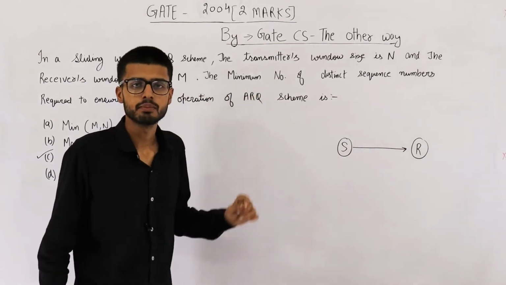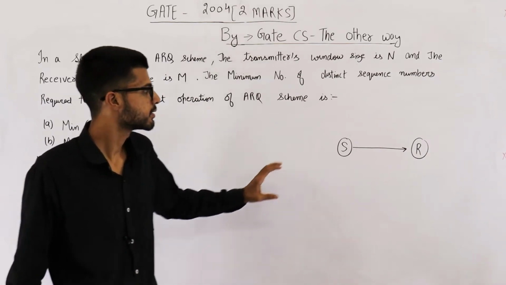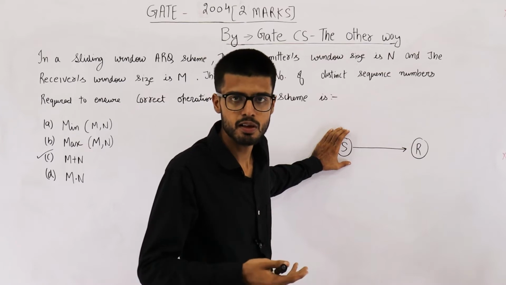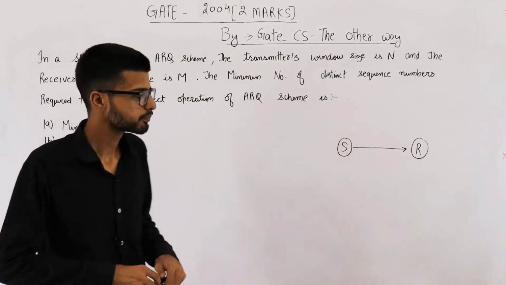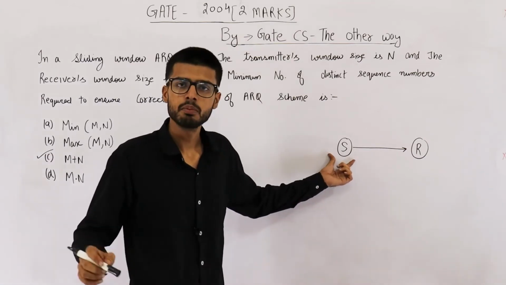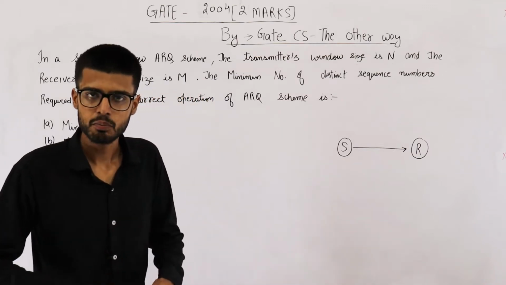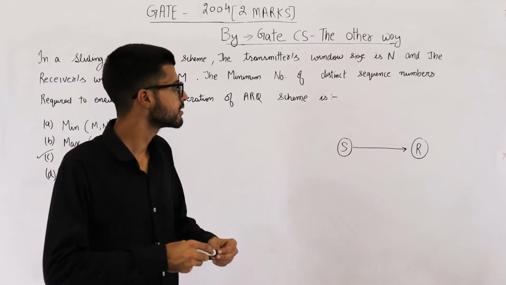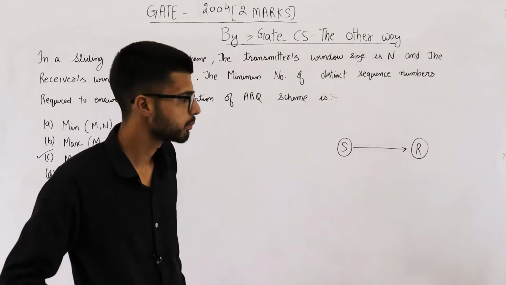What is ARQ scheme? ARQ stands for automatic repeat request. That means whenever sender realizes that the frame or packet it just now sent got lost, it will automatically resend it. So it will wait for some minimum amount of time that is called timeout timer. If in that much time it does not get any acknowledgement, the sender is automatically going to assume that the packet was lost and it will be resent.